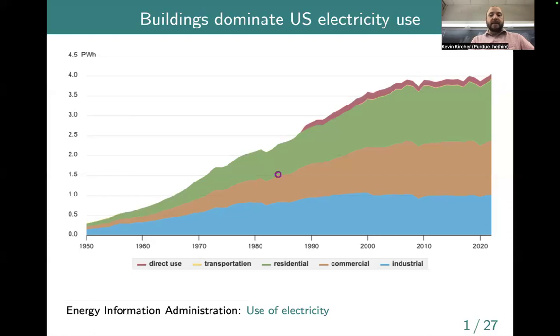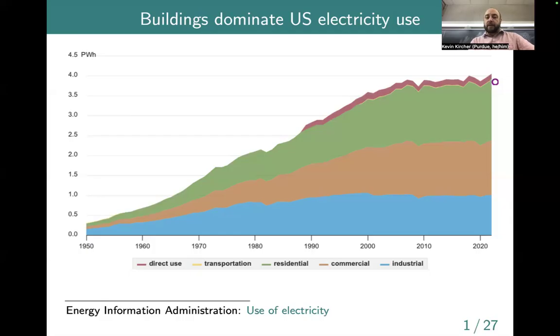And then at the top of the stack here is what's called direct use. So this would be, for example, if an industrial facility has a natural gas plant on site, but all the electricity it generates is used at that facility for powering things internally. Or this would be stuff like rooftop solar sitting on an office building or a house, something like that.